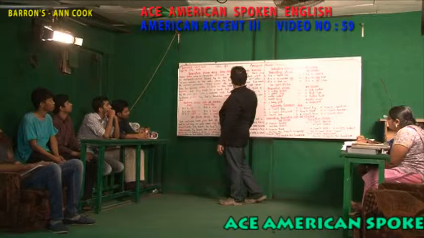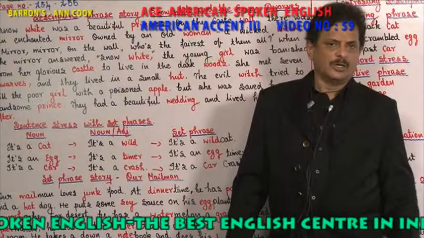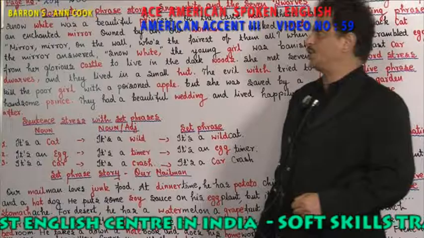Take your books. Lesson number 59 is American accent training. Page number 154 to 155. Description. What do you mean by description? All the adjectives. What are the adjectives? Good, bad, beautiful, tall, short. They are the descriptions. Descriptive phrase theory.